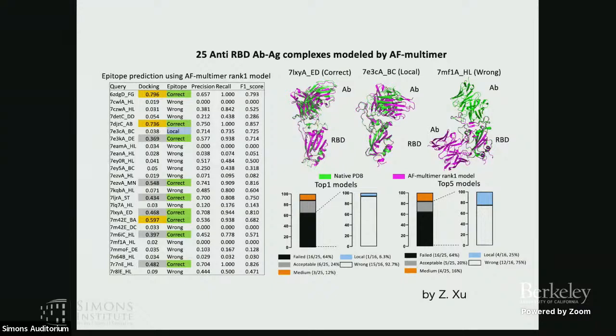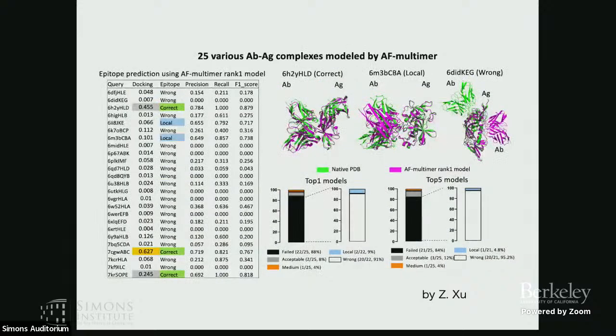In this table, each line shows an antigen-antibody complex with known structure of receptor binding domain of spike protein from COVID-19. And about half of these cases was successfully predicted by AlphaFold-Multimer, but remaining was not successful. This problem was relatively easy because only the receptor binding domain was extracted when running AlphaFold-Multimer. This result is more realistic and difficult cases collected from a wider range of antigens other than coronavirus. Only 3 cases out of 25 had medium or acceptable accuracy, and the prediction was incorrect in many other cases.